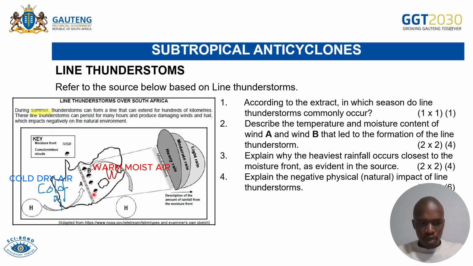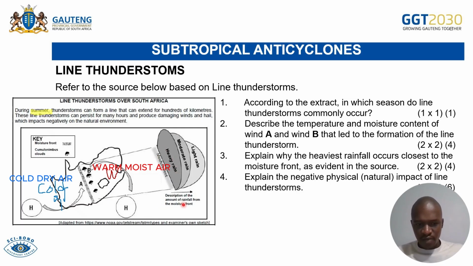That is because more condensation will take place here, because remember this is where the cold air undercuts the warm air, right? So there will be more condensation, more cloud formation, and therefore we will have the heaviest rainfall closer to the moisture front. As you move away, the rainfall becomes lighter and lighter. That's what they are showing us here.